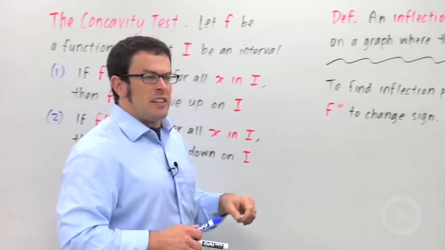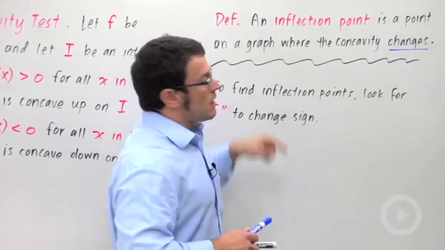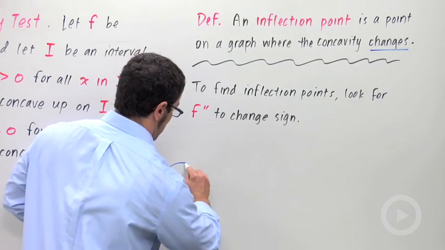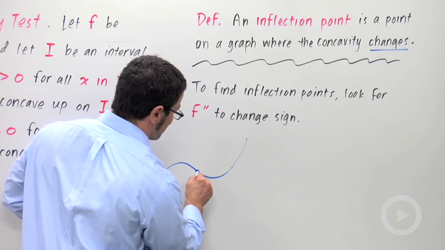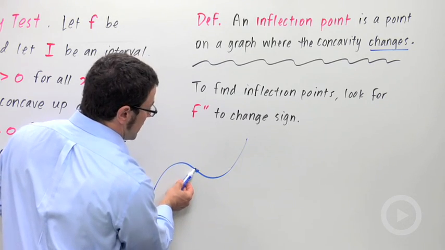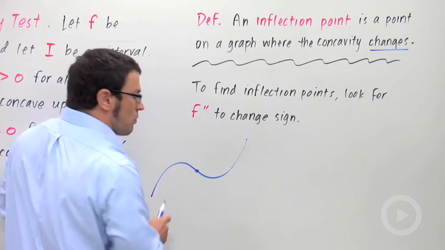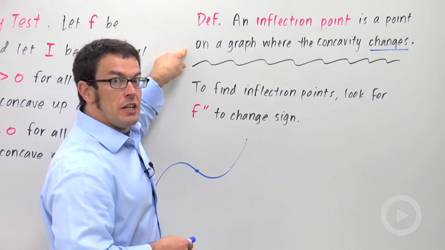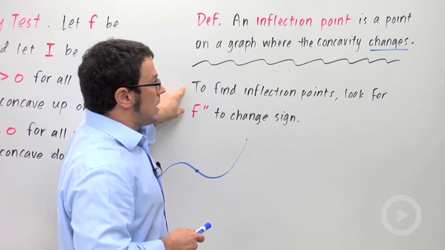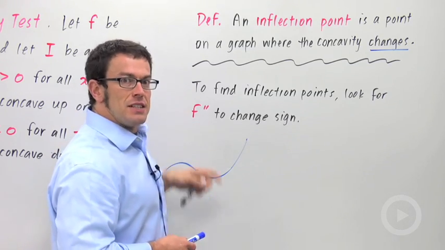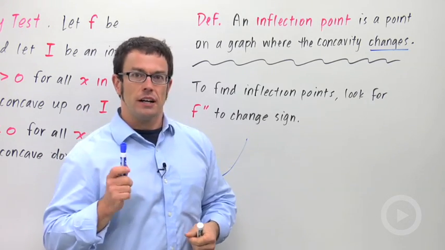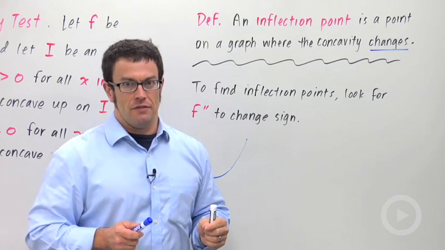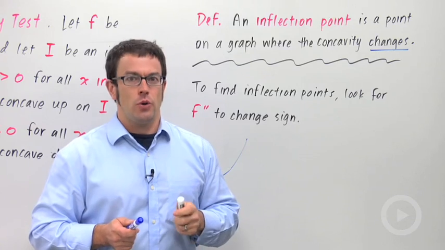Now there's one other term I need to tell you about, and that's inflection point. It is possible for a graph to change concavity, like, for example, something like this. Here the graph is changing from concave down to concave up. The point where that happens is called an inflection point. It's a point on the graph where the concavity changes. And the way you check for that is you look for changes in sign of the second derivative. So again, where the second derivative is positive, the graph's concave up. Where it's negative, the graph's concave down. And when that sign changes, you have an inflection point.